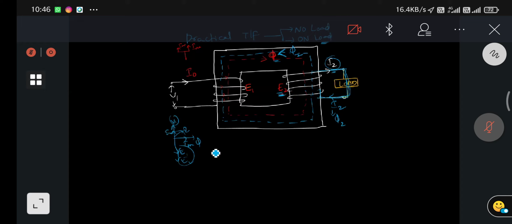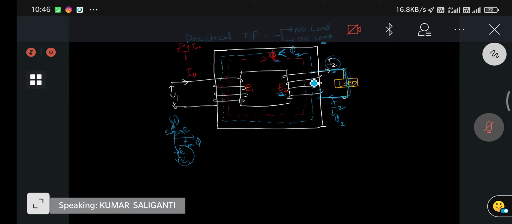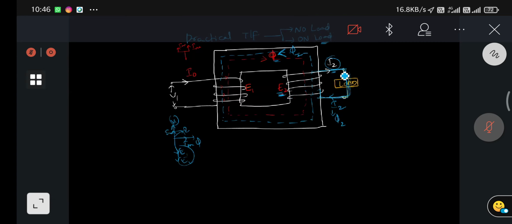According to Lenz's law, both E1 and E2 act in opposition to V1 since the secondary forms a closed circuit. Here the induced EMF E2 drives the secondary current I2. This I2 produces the secondary flux. This flux will be like that. This is the flux direction. This is Φ2.